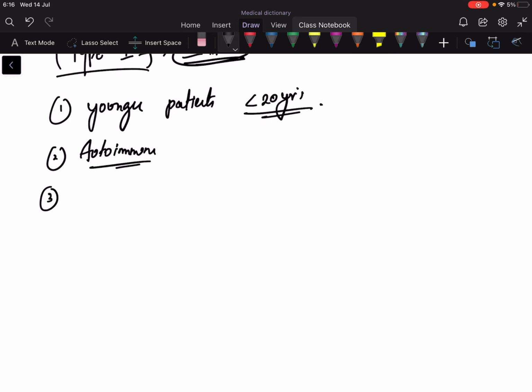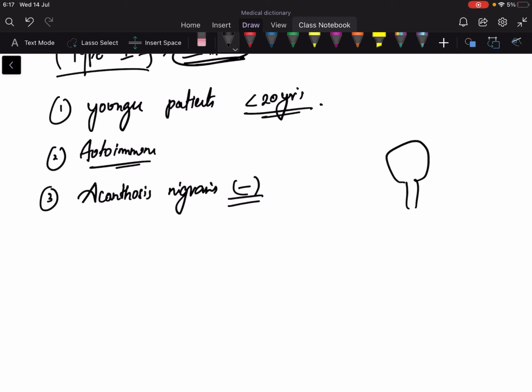And the thing here is, it is not associated with acanthosis nigricans. There is no association with acanthosis nigricans. What is this? As you can see from here, this is the head, this is the back of the neck of the patient. So the neck of this patient is black, very black, so that is called acanthosis nigricans. And the family history is usually negative.